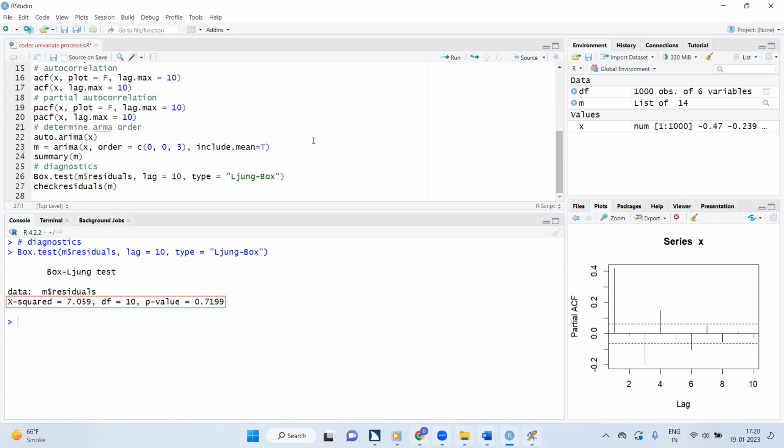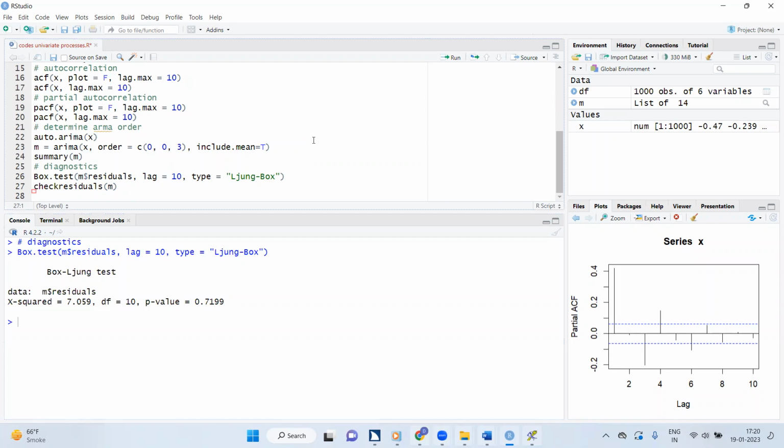P-value 0.71 means the null could not be rejected. It means there is no autocorrelation in our data, meaning our model has done a reasonable job of capturing everything. So this value should be large. When the p-value is large, it means our model is good.